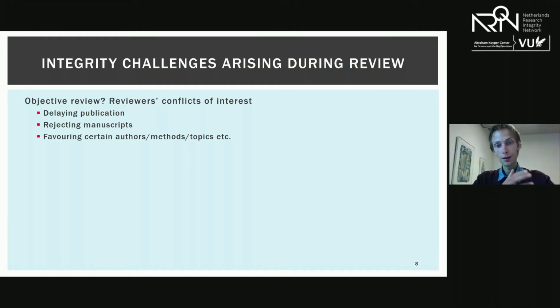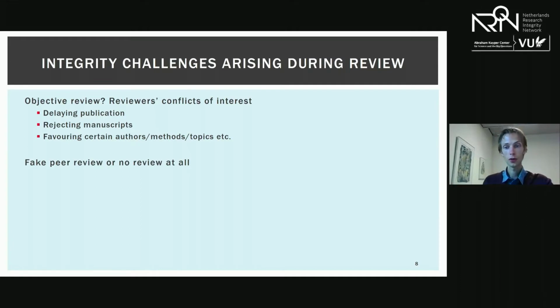And it might then, due to all sorts of conflicts of interest, be tempting for reviewers to, for several reasons, delay publications, reject manuscripts that are factually, or in fact, very, very proper science and should be published. They might favor certain authors, certain methods, certain topics, certain approaches to questions, and all the like.